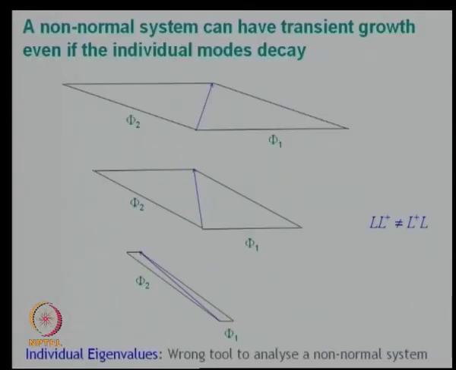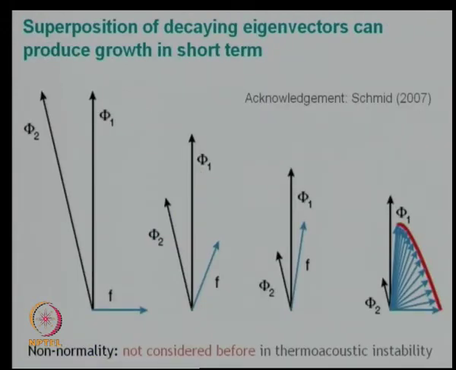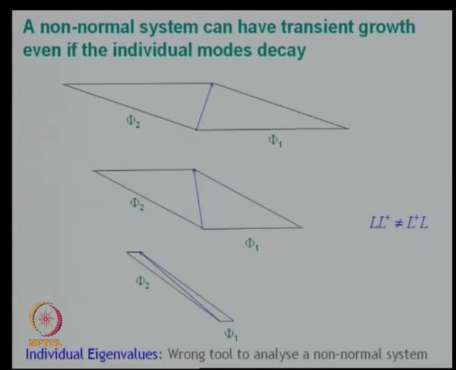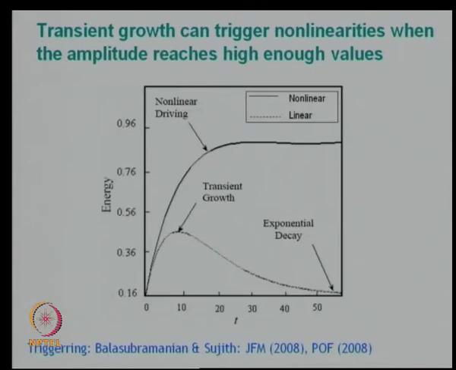We saw that if you have a system where the eigenmodes are decaying, even as they decay you can end up having growth in the short term. This is called transient growth, and we saw it with both the parallelogram law and the triangle law. Then we said that if the transient growth is high enough, nonlinear instabilities will become important. So this is where we stopped, and now we are going to look at the Rijke tube model.